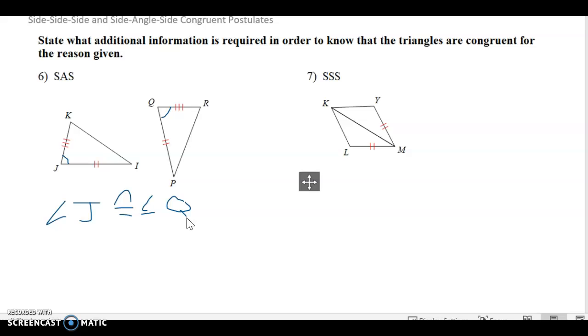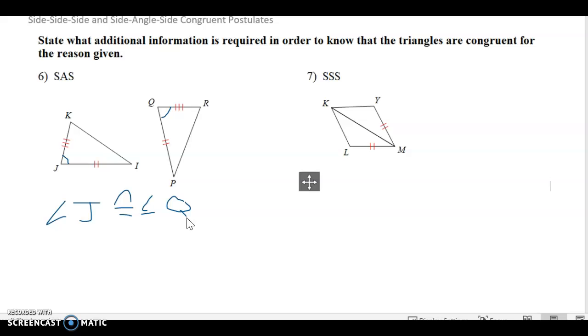So if I knew that those 2 angles were congruent, I'd be able to show that the triangles were congruent. Now notice that I could also show this is congruent through side-side-side if I knew that side KI and side RP were congruent. But I don't know that. Okay? So I've got to take it a little bit easier.